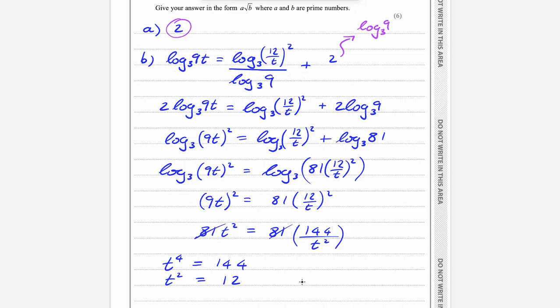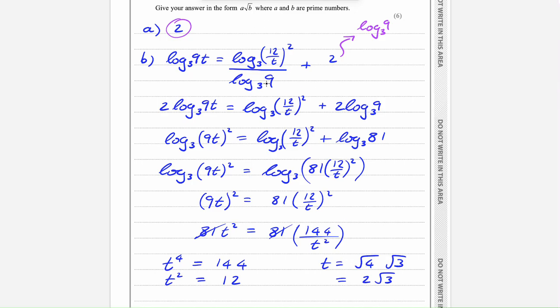And then t has to equal root 4 times root 3. I split this up, 4 times root 3, and I get 2 root 3, and that is the answer. That is question 3.